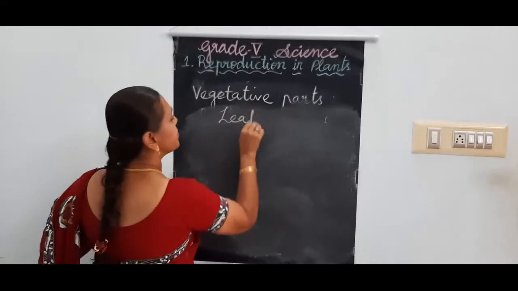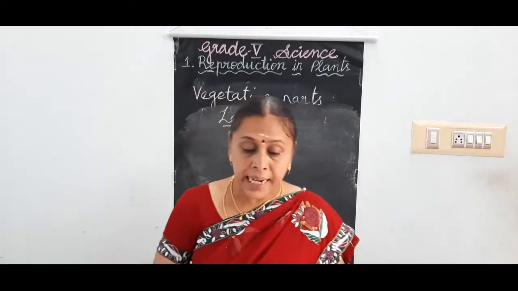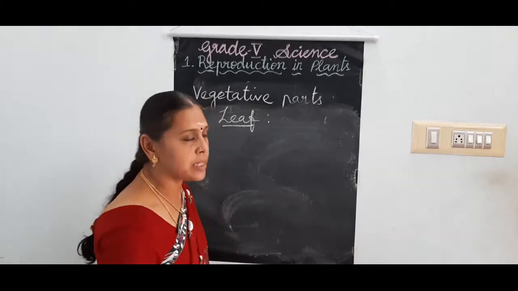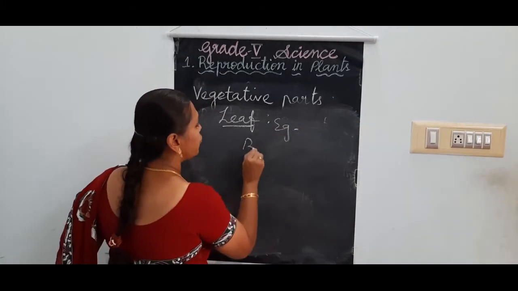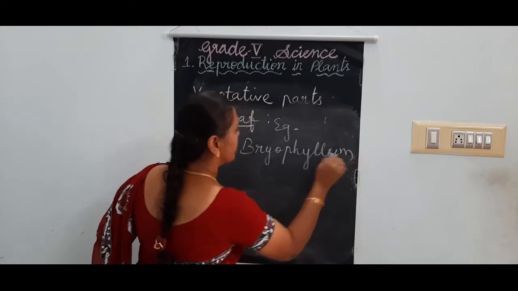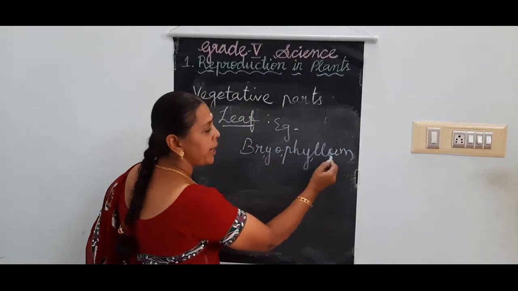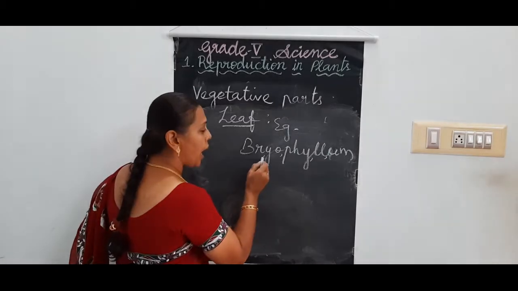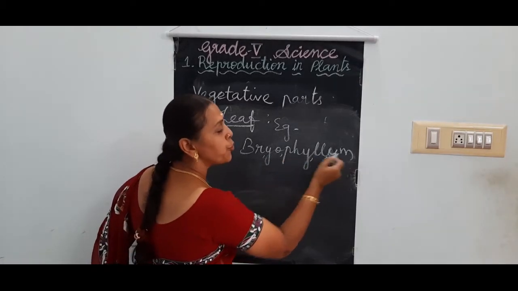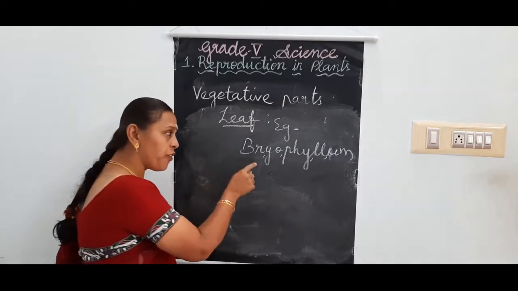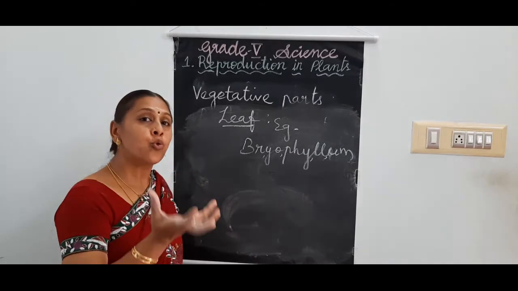Next part, what is in a reproductive part? Leaf. Next one, example, leaves. And for this, reproduction through leaves. Example, bryophyllum. What is it? Bryophyllum. How you should pronounce this? Bryophyllum. It is a leaf. This bryophyllum plant will develop through the leaves.